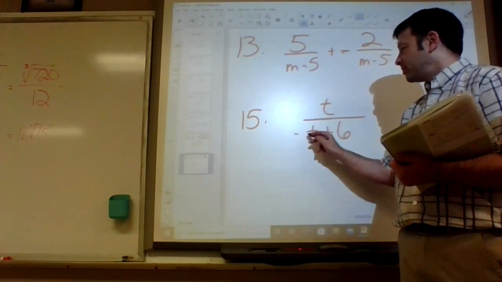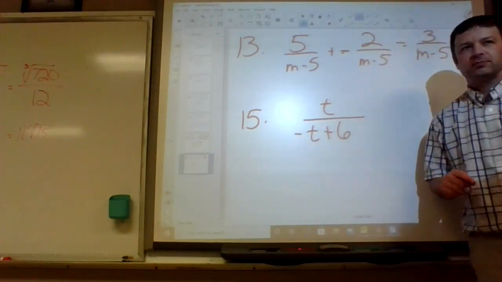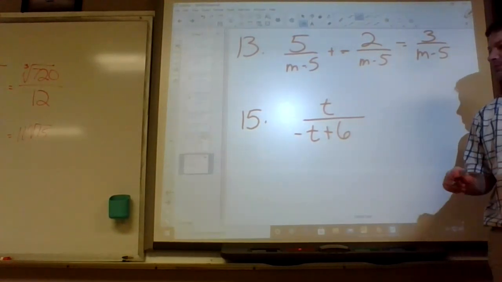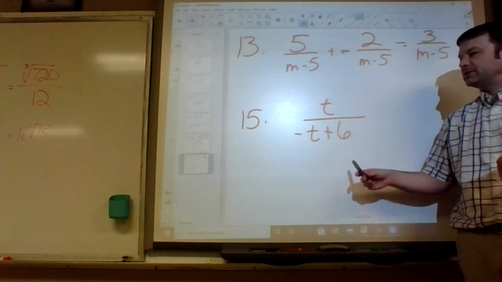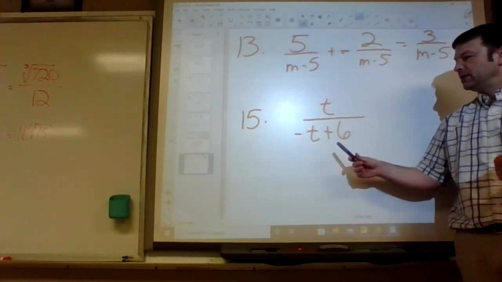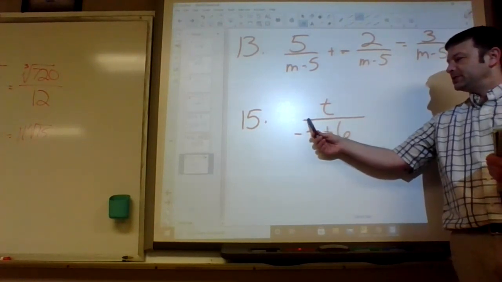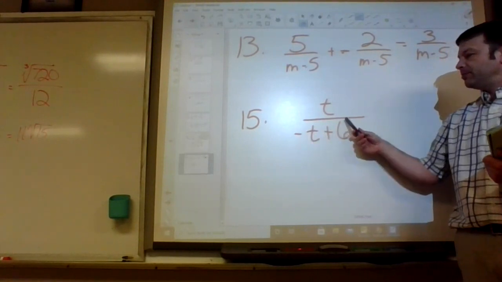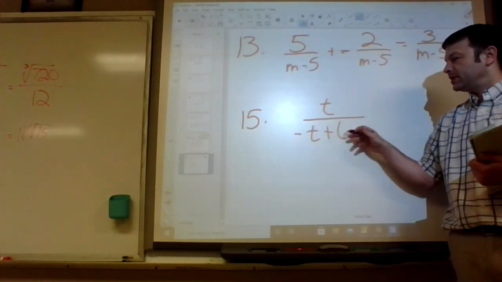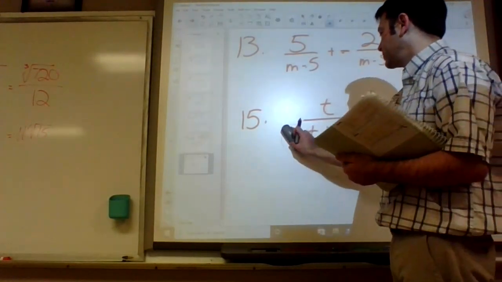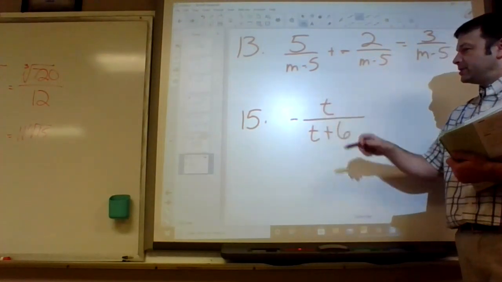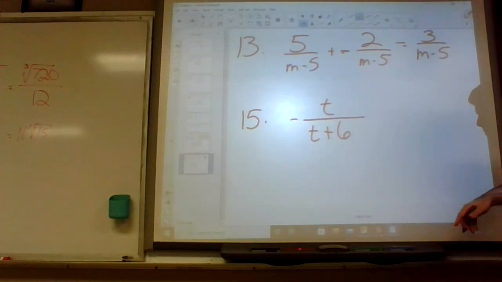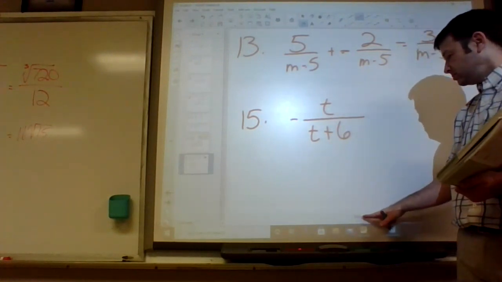Why would this be wrong? Do you guys know? Because you're not supposed to have a negative on the bottom. No, because it changes the meaning. If I put the negative on the bottom, the whole thing should be negative, not just the t. But if you put it out in front there, that's okay. Or if you just put it on the top t, that would be okay.